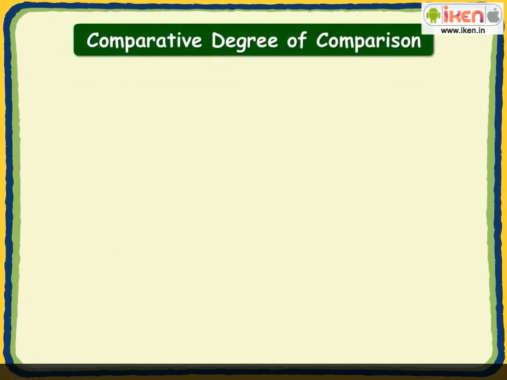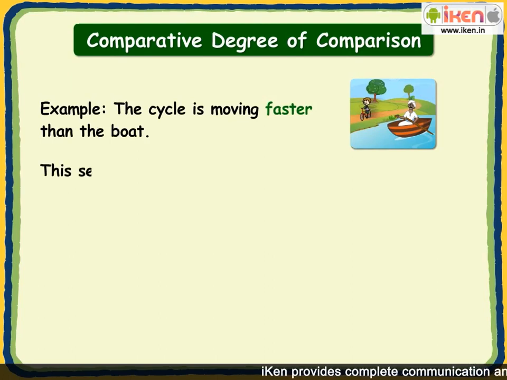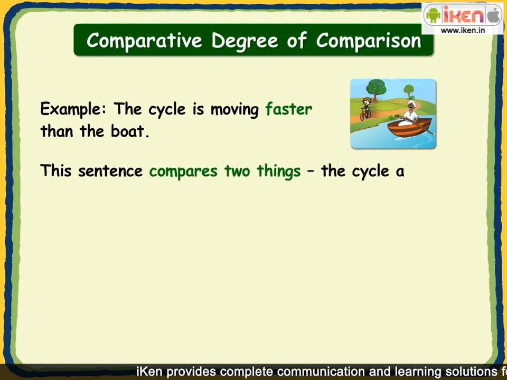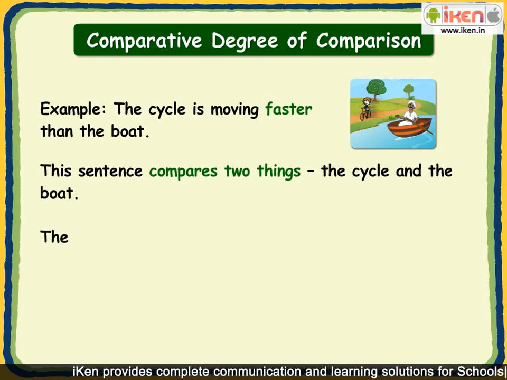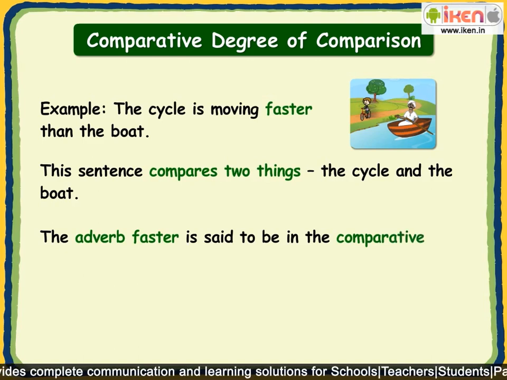Now, let us look at the next example. The cycle is moving faster than the boat. This sentence compares 2 things, the cycle and the boat. The adverb faster is said to be in the comparative degree.